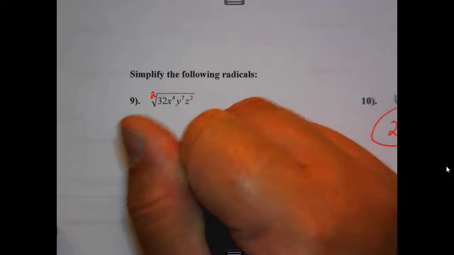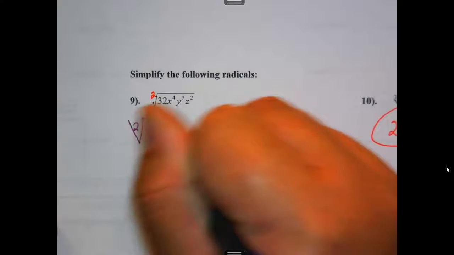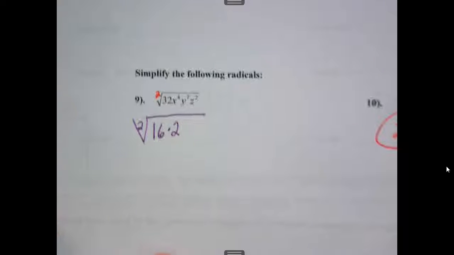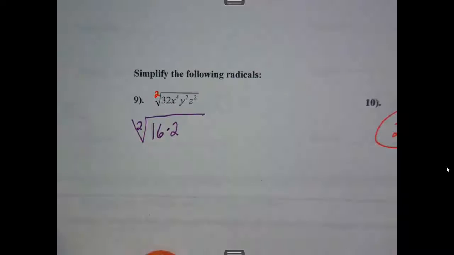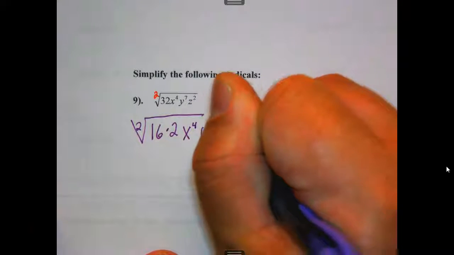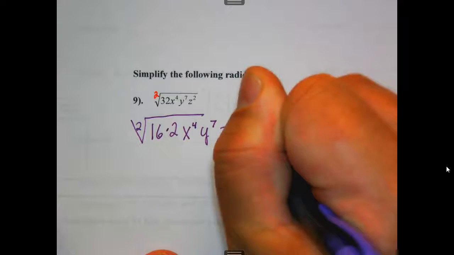I'm going to rewrite this. The square root of 16 times 2 gives me 32, right? Right. Okay. x to the 4th, y to the 7th, z squared.